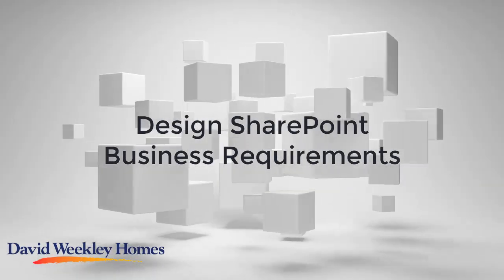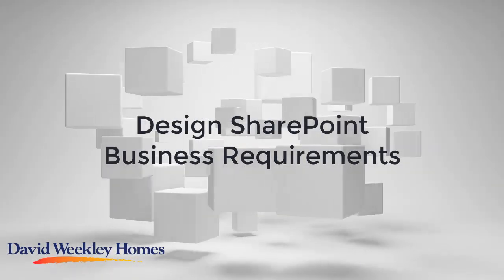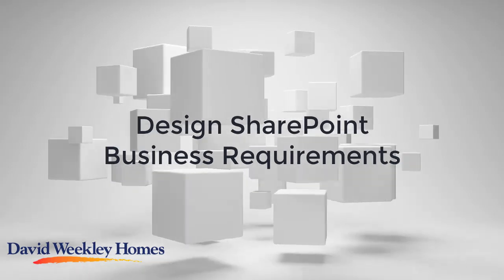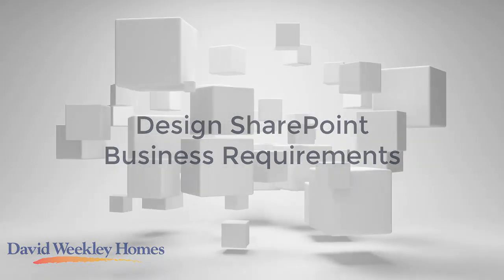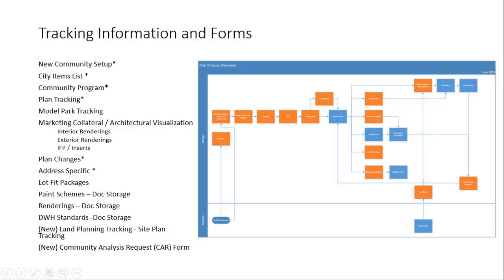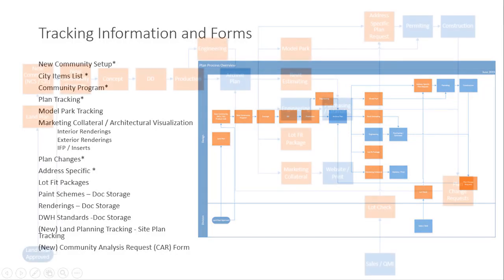Hello. In this video, we're going to cover the key tracking and information gathering forms for design to link the process with the current SharePoint 2000 and InfoPass forms and provide many of the necessary business rules for the replacement of this system. The key deliverables include information gathering in the new community setup, tracking of new plans, and the ongoing request for plans after a sale or changes in the plan change form.